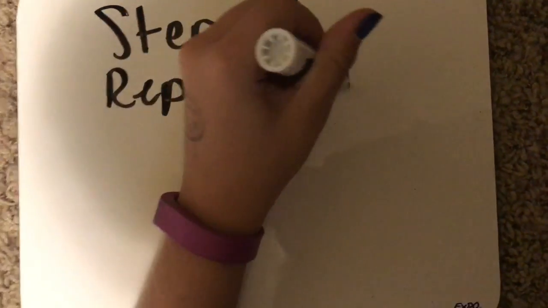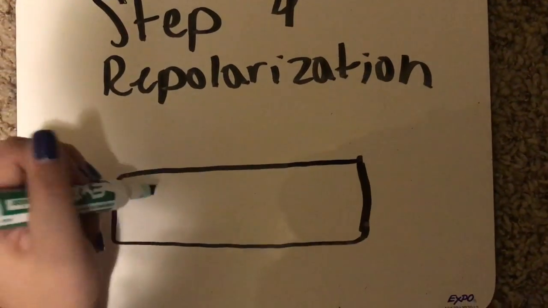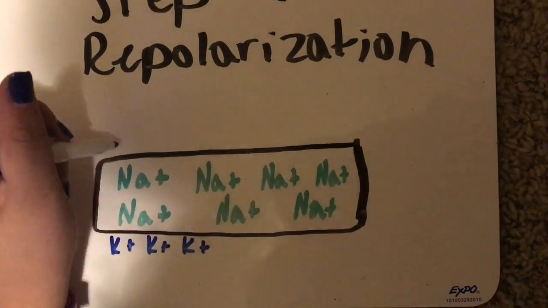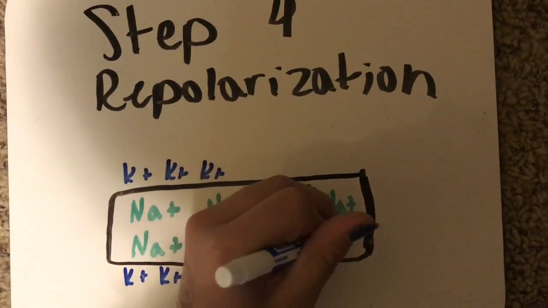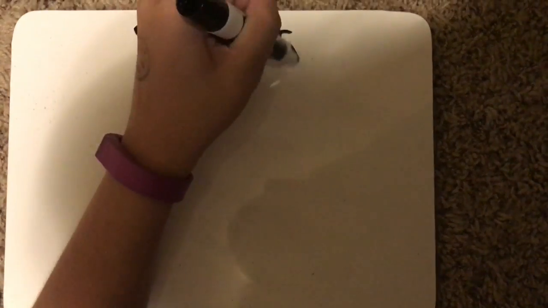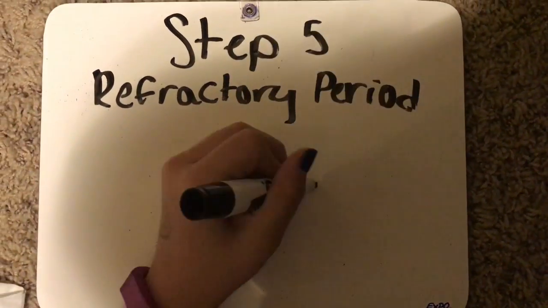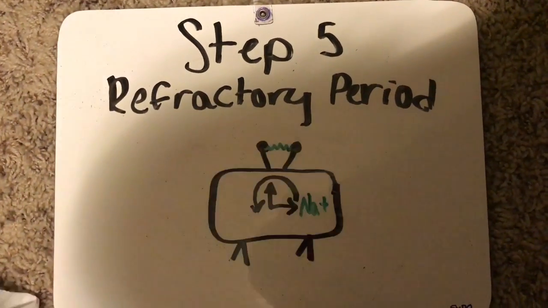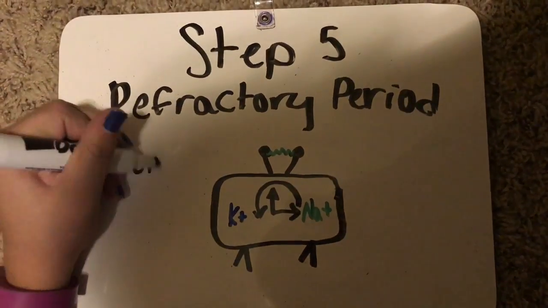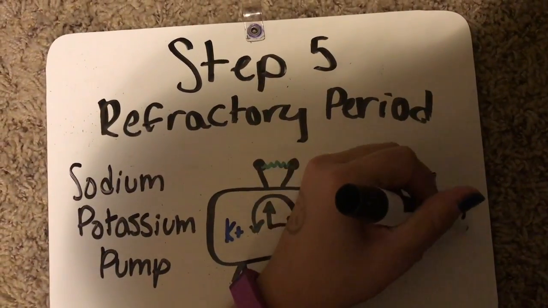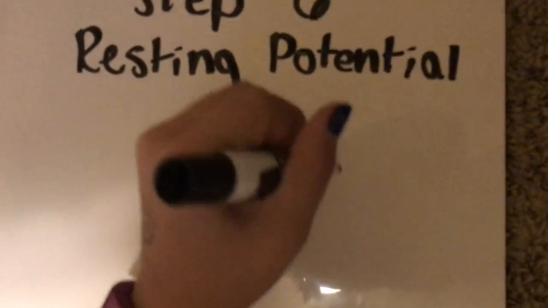Step 4. Repolarization occurs, causing the sodium channels' inactivation gates to close. Then voltage-gated potassium channels open, allowing potassium to exit the cell. Step 5. The refractory period puts everything on hold and the sodium-potassium pump restores the original ionic positions by putting the sodium on the outside and the K+ on the inside. Step 6. This is the last step and the neuron is back to its original resting potential.